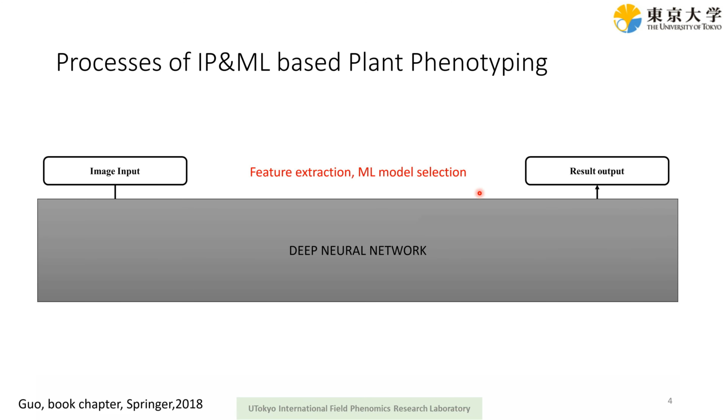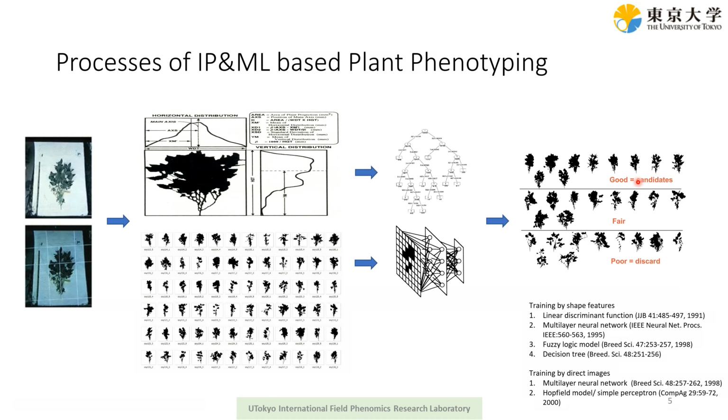So as we can see here, if you run the deep neural networks, most probably you will only need to do the image input and wait for the result output, in short. So let's take an example from our set.